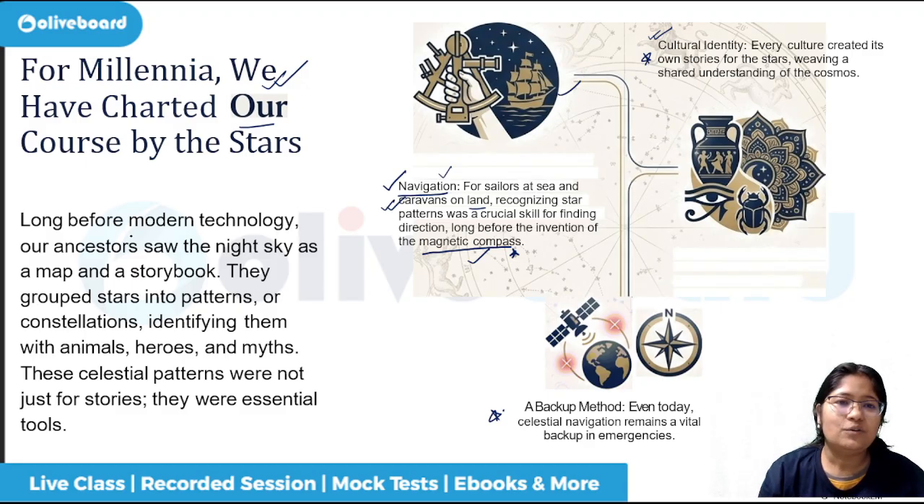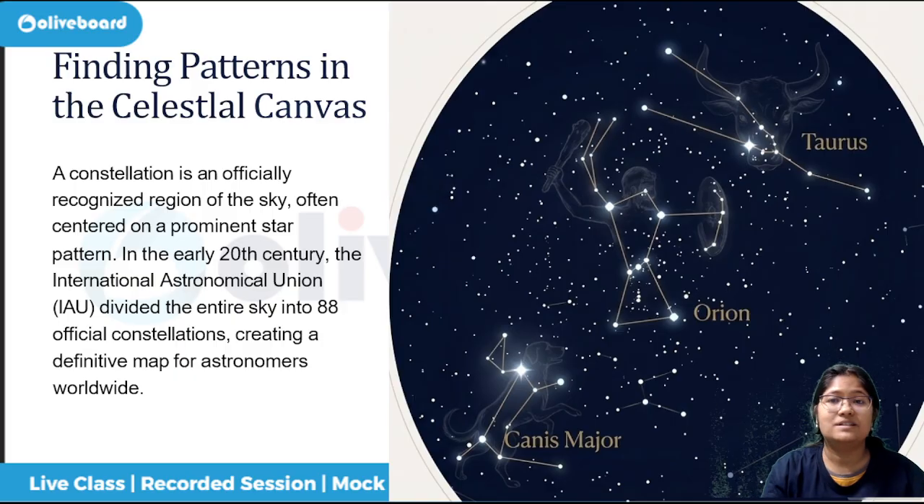So, if we look into the night sky, we see that there are different stars and there are different stories associated with them as well. The stars are grouped into different patterns, and these patterns are known as constellations. If we look into regional stories, there can be animals, heroes, and different myths around these stars and their patterns.